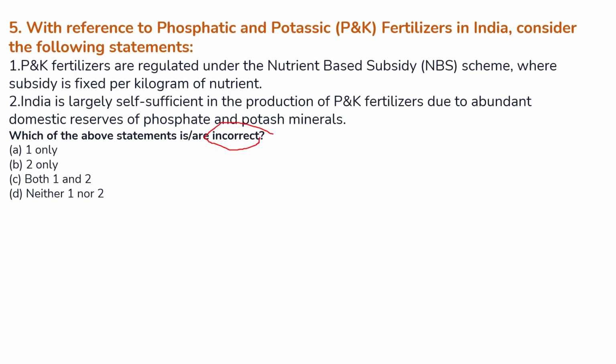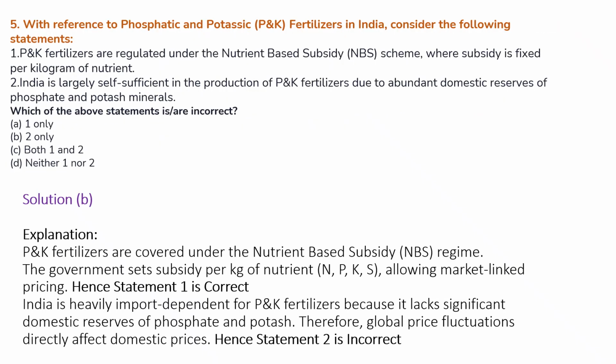So the question is asking which of the following is incorrect. The correct answer for this question is option B, that is only the second is incorrect and statement 1 is correct. Statement 2 is incorrect because India is heavily import dependent for P&K fertilizers because it lacks significant domestic resources of phosphate and potash.